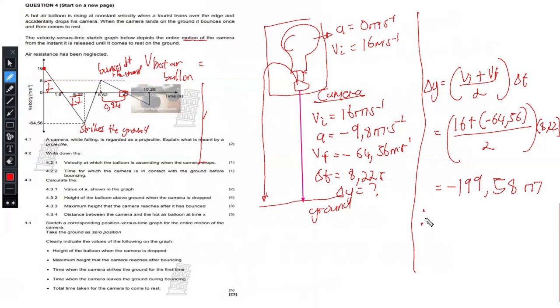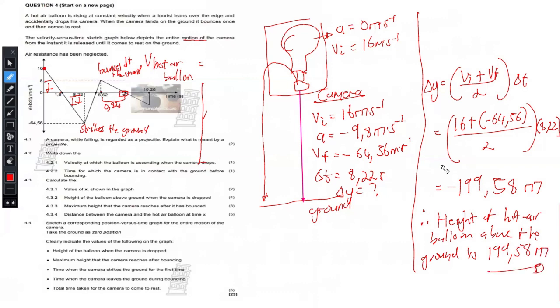So we'll then conclude and say the height of the hot air balloon above the ground is 199.58 meters, right? So we do understand why it becomes negative. It becomes negative because we took upward as positive. So we took up as positive, therefore anything that we calculate and is going downward, it will appear as a negative value. Right. So we have that.